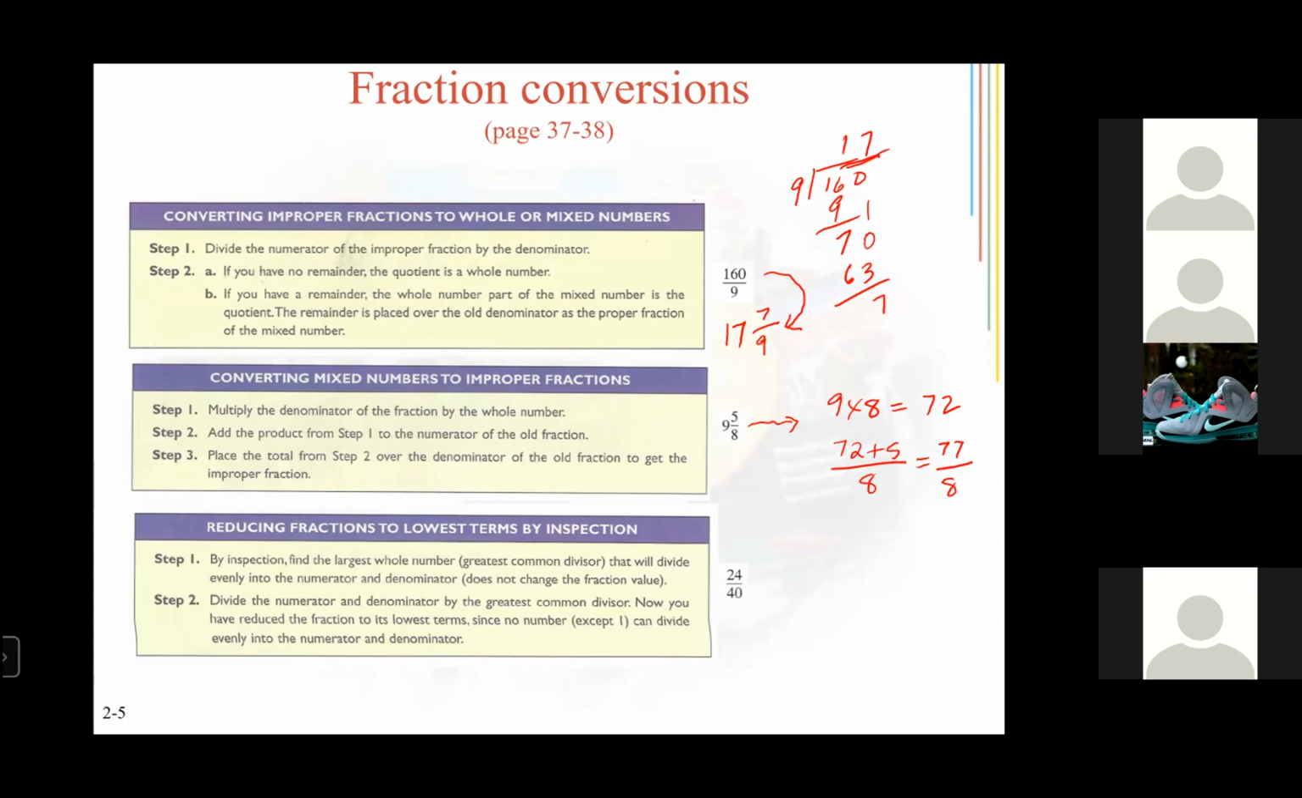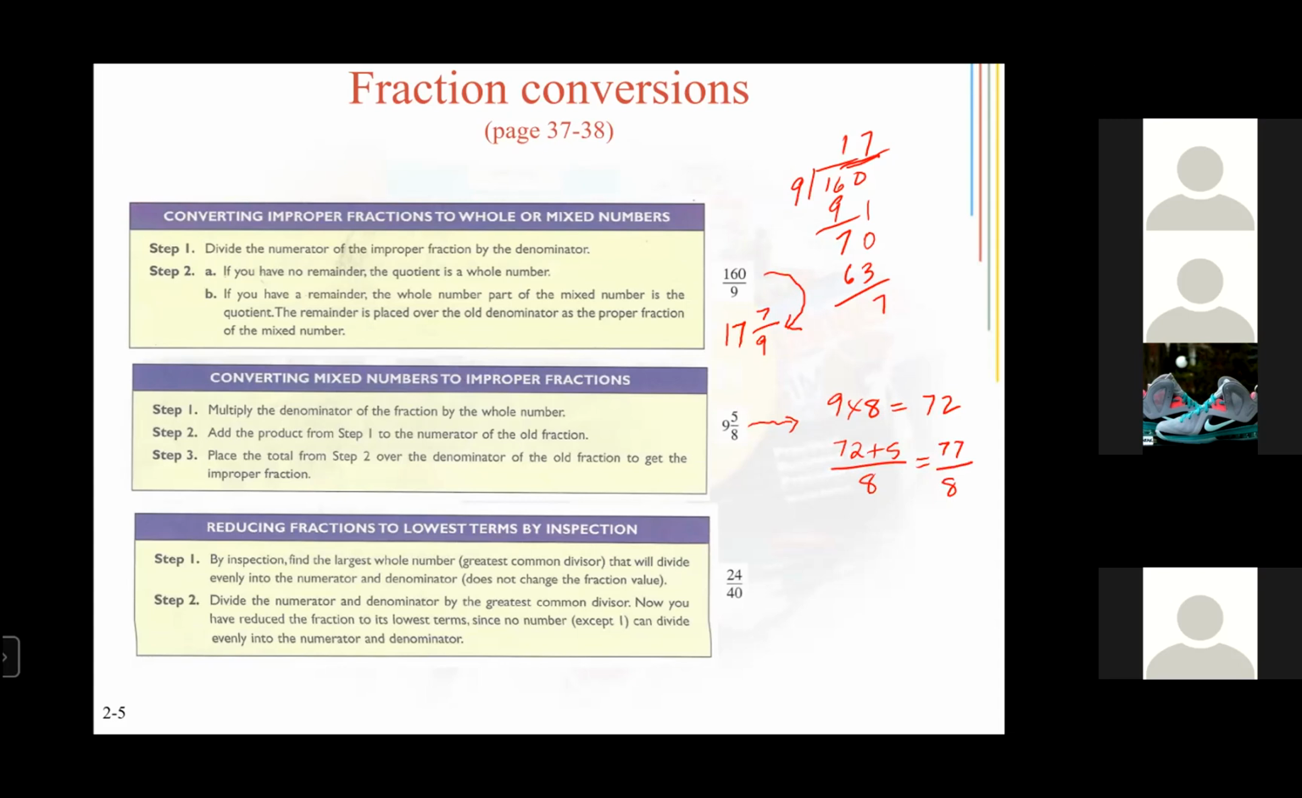All right, so the steps are right there. Multiply the denominator of the fraction by the whole number. Add the product from step 1 to the numerator of the fraction. So that's 72 plus 5. Put the total from step 2 over the denominator. So that would be 77 over 8. And so you've got your improper fraction.